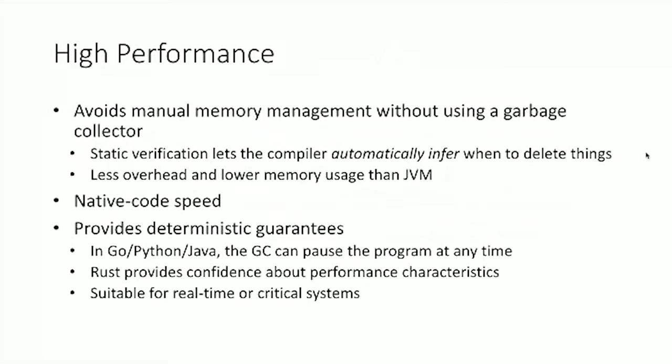Rust avoids manual memory management entirely without using a garbage collector, because once a lifetime ends, it can automatically delete stuff because it knows that that object is no longer used. This means that it has the same sort of automatic memory management feel as a JVM language or something like Go, where it feels like it's garbage collecting, but it's not. You can prove at compile time that your program's memory usage is bounded.